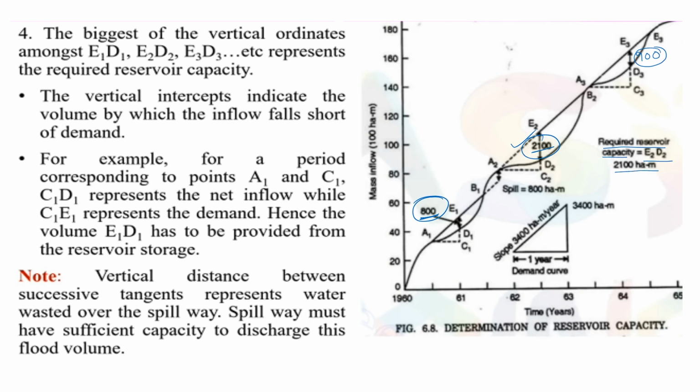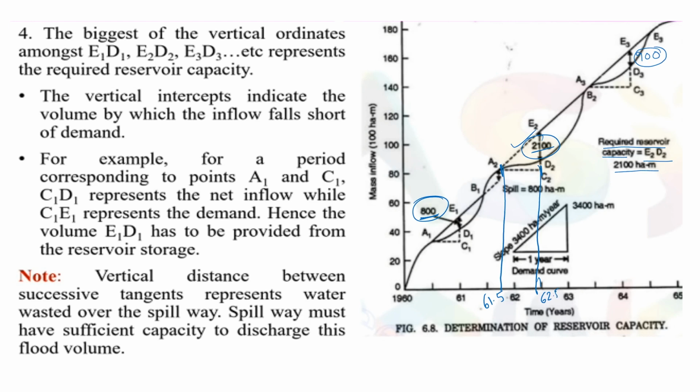So it is very simple. After drawing this vertical intercept, we directly get the value of reservoir capacity. Then one more thing to add here: consider the time between A to C2. This time period we are considering. So this will be a time period between, say, about 61.5 years to 62.5 years approximately.